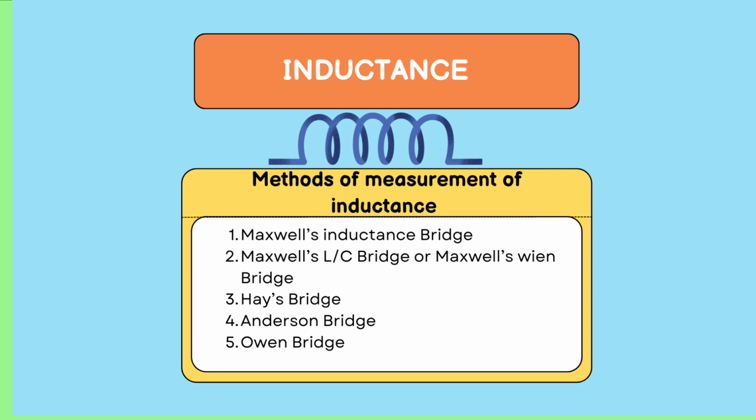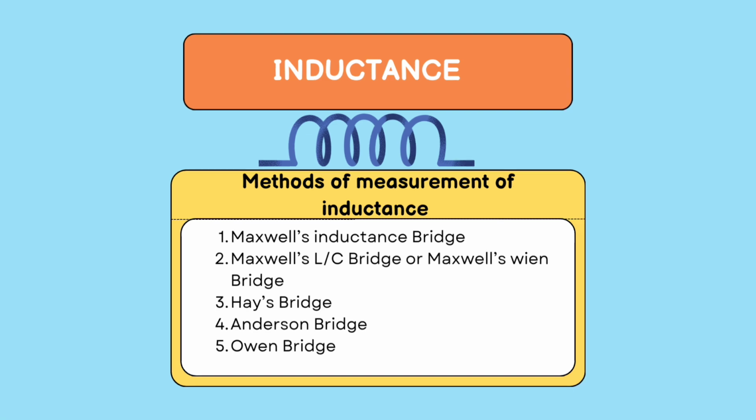This is a variation of the Maxwell's inductance bridge that is specifically designed for measuring the ratio of inductance to capacitance. 3. Hay's bridge. This method is used to measure the inductance of a coil with a known resistance. 4. Anderson bridge. This method is used to measure the inductance of a coil with a known capacitance. 5. Owen bridge. This method is used to measure the inductance of a coil with a known mutual inductance.